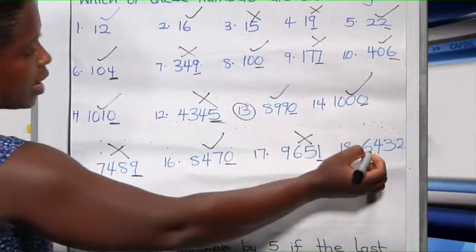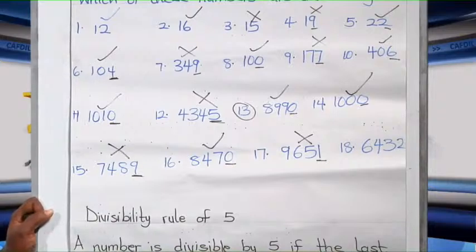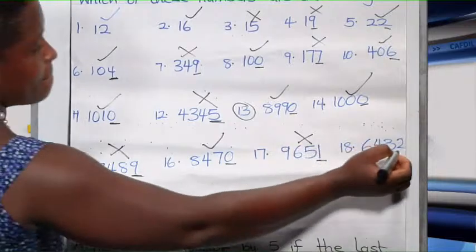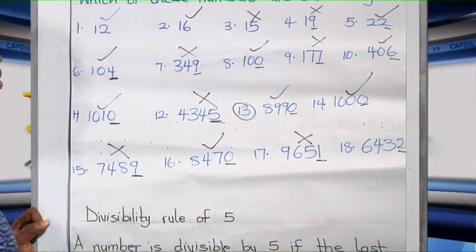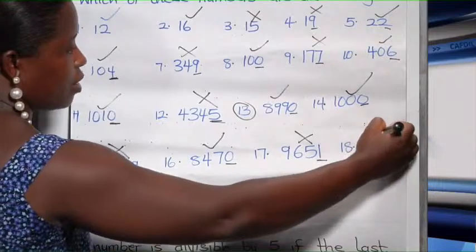The last one, 6,432. Is it an even number? Yes, it is. Because the last digit is 2. 2 is an even number. So the whole number is divisible by 2.